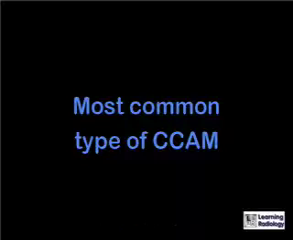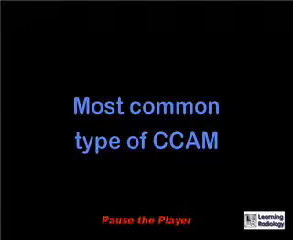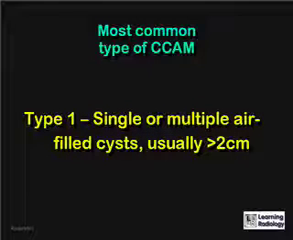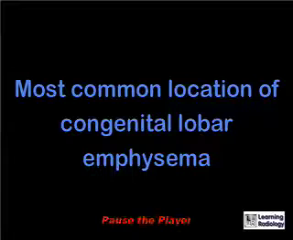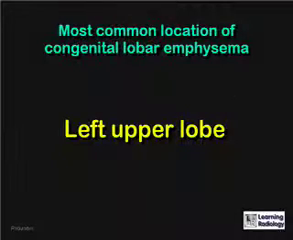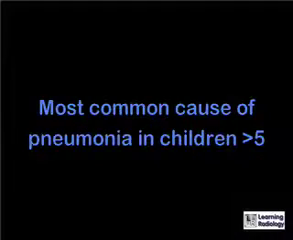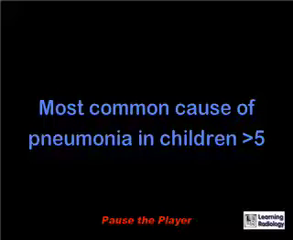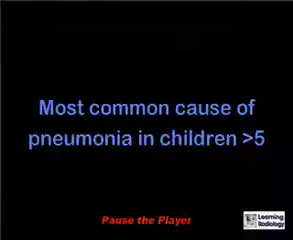What is the most common type of congenital cystic adenomatoid malformation, CAM? Type 1, single or multiple air-filled cysts usually greater than 2 centimeters in size. What is the most common location of congenital lobar emphysema? The left upper lobe. What is the most common cause of pneumonia in a child greater than 5 years of age? Mycoplasma pneumonia.